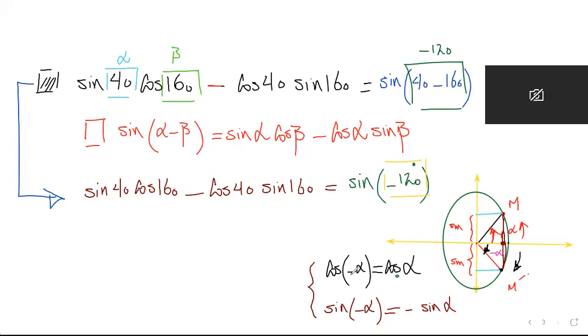But for the second one, Ash, look at this. I project along the y-axis. You see the blue lines? From the origin to that intersection, it defines the sine axis. You see that the sine of alpha is above the x-axis. The sine of M prime is below the x-axis. That means that they have opposite signs. Then the sine of alpha is minus sine of minus alpha.